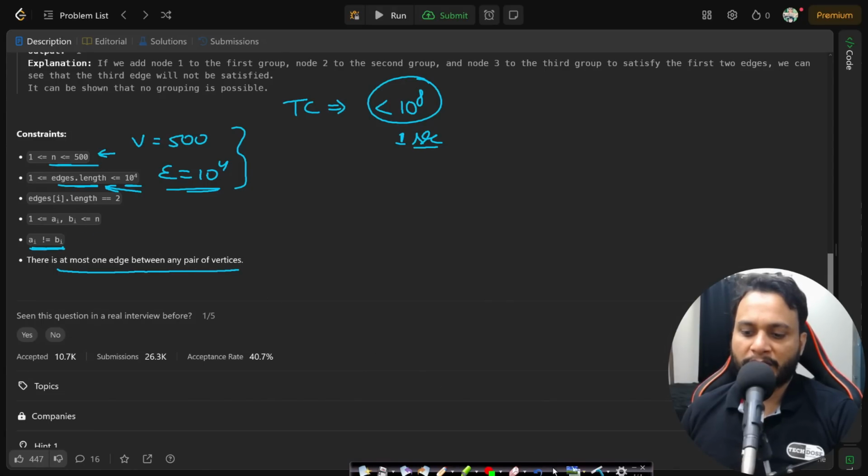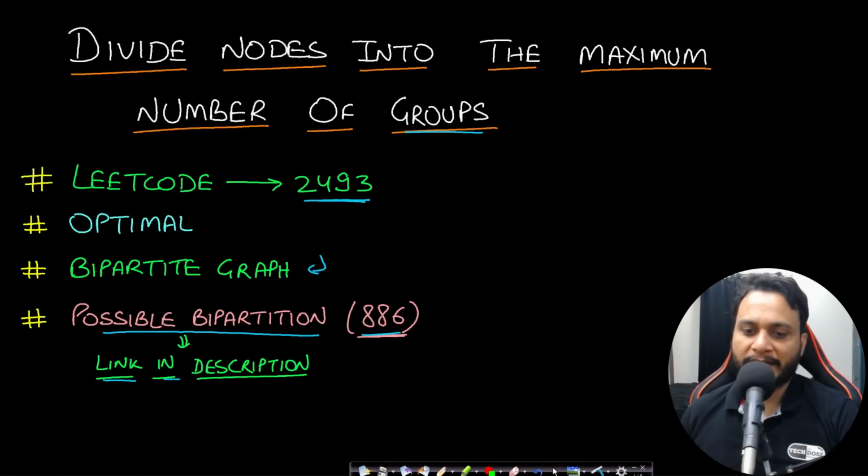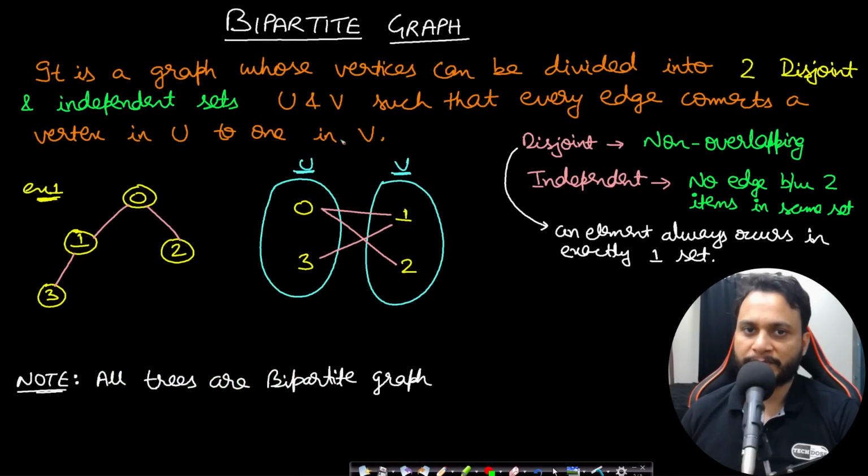So let's now understand something about the bipartite graph before looking at the solution. A bipartite graph is a graph whose vertices can be divided into two disjoint and independent sets u, v, such that every edge connects a vertex in u to one in v. Well, what is the meaning of this?